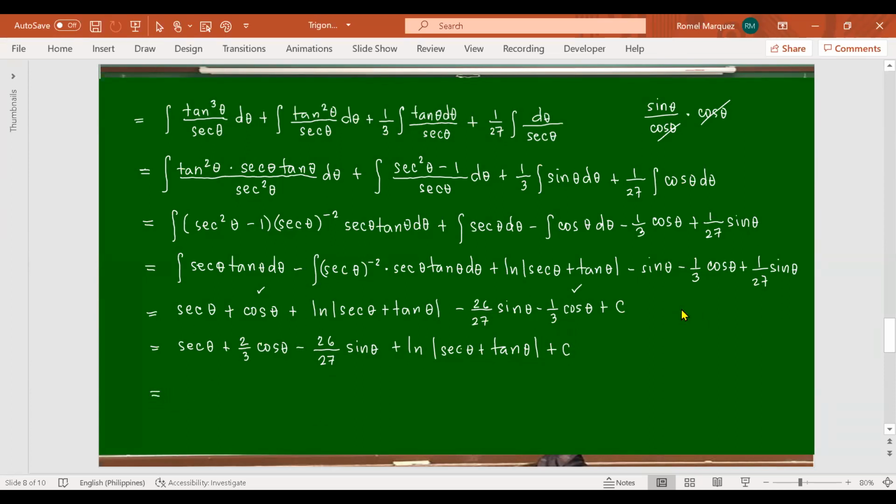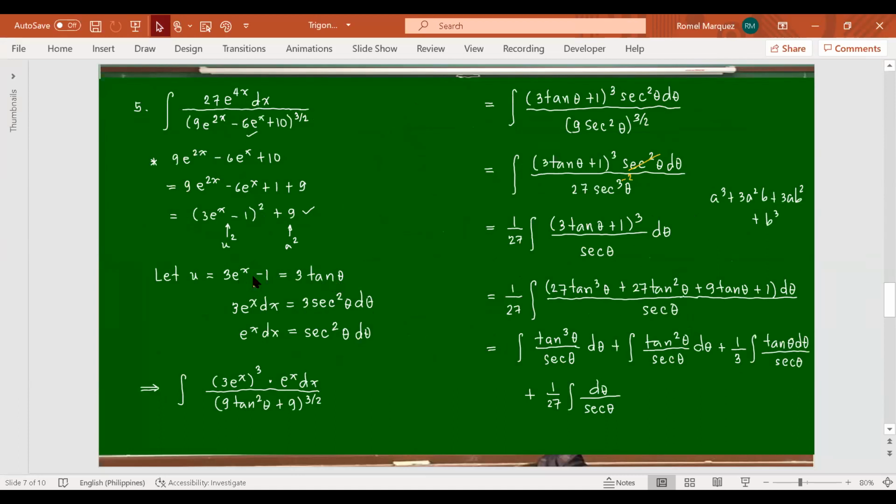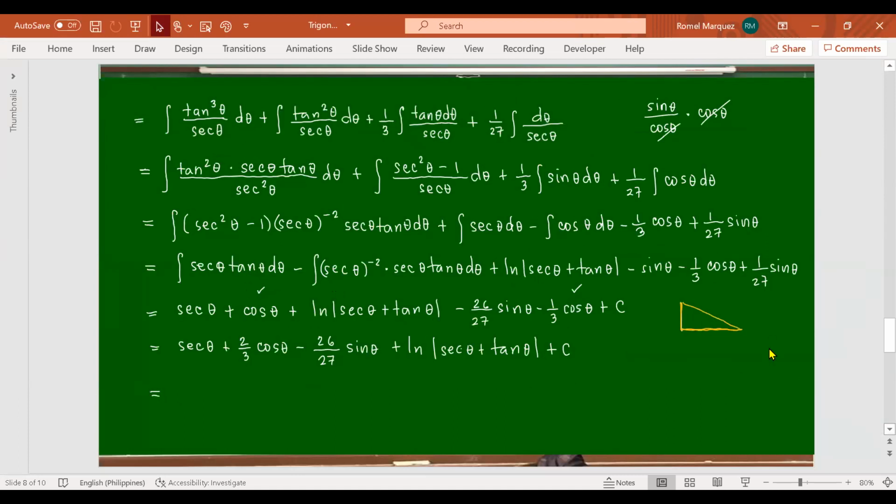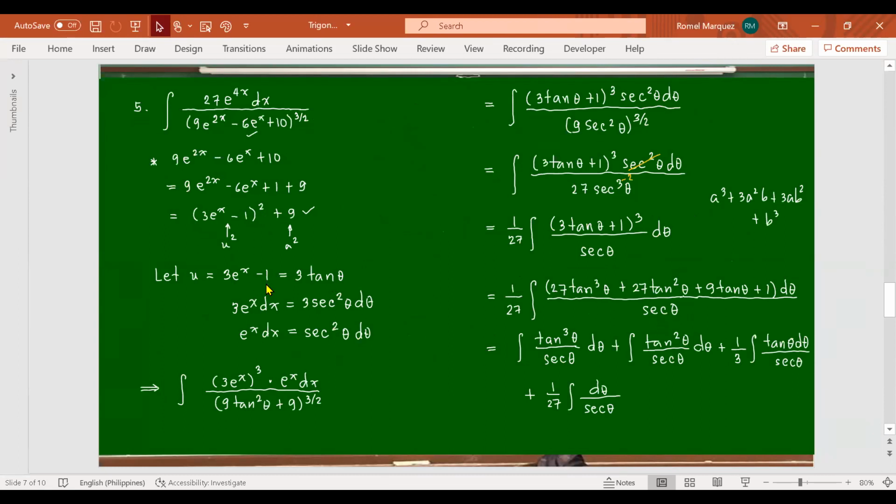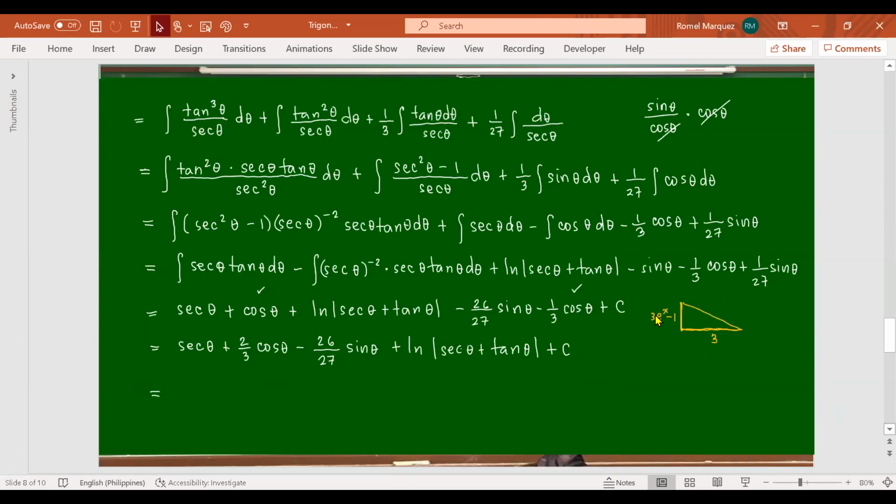What is secant? We have to draw a triangle. I'm going to draw na lang here. And this triangle, what are the parts? What is our tangent? 3e to the x minus 1 all over 3. Am I correct? That is tangent, opposite over adjacent. And then here is square root of. Square of this plus square of this.